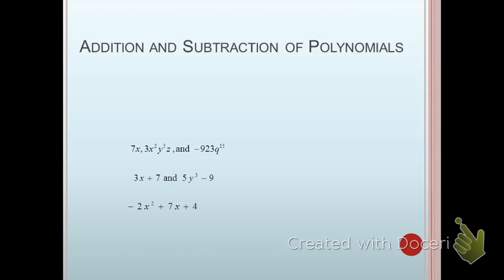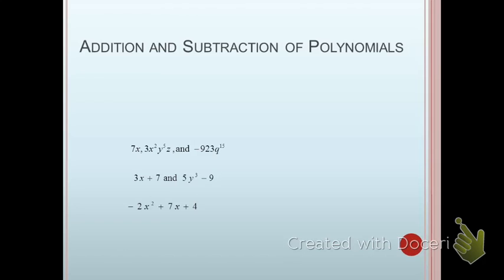On this slide, we have some examples of polynomials. On the first line, we're giving three different examples of polynomials. Each of those polynomials is only one term. If a polynomial only has one term, we refer to it as a monomial. So in this example, 7x is a monomial, 3x squared y to the fifth z is a monomial, and negative 923q to the 15th is also a monomial.